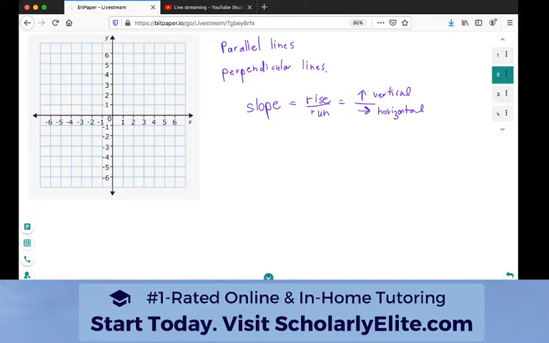So keeping that in mind, what I want to talk about today when we're discussing parallel lines is this concept that parallel lines have the exact same slope. And why is this the case? Well, I'm going to show you.